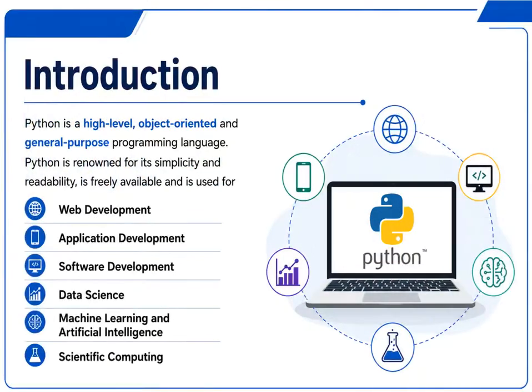What is Python? Python is a high level, object oriented, general purpose programming language. The first point is that it is a high level language. It is an object oriented language. There are different kinds of programming languages available, and each and every language has got its own purpose.